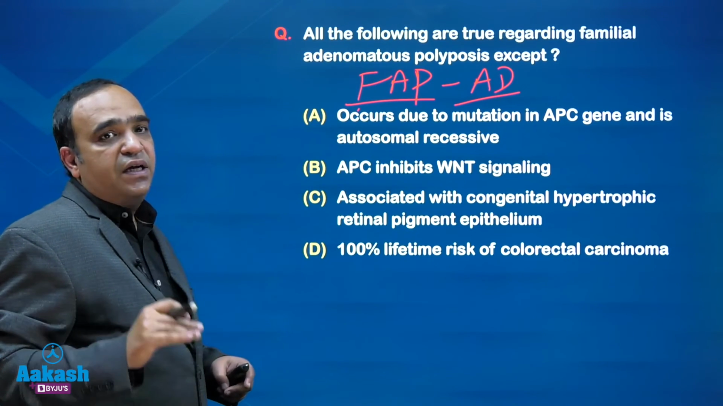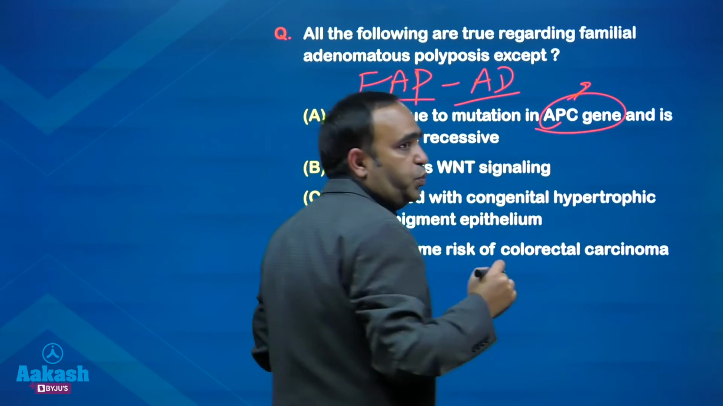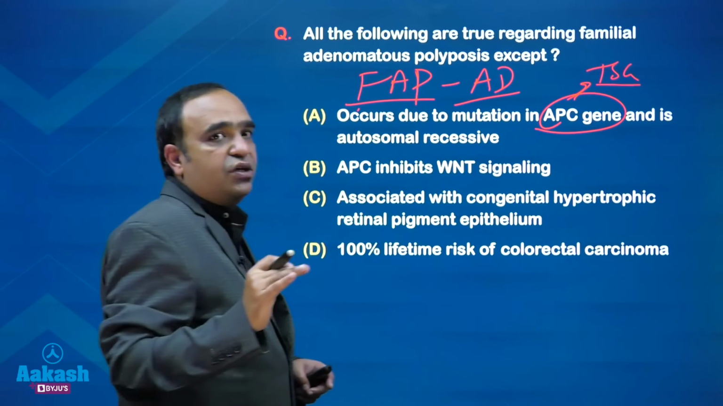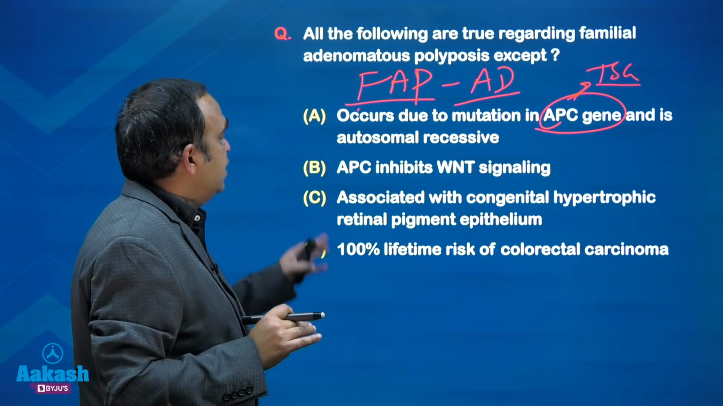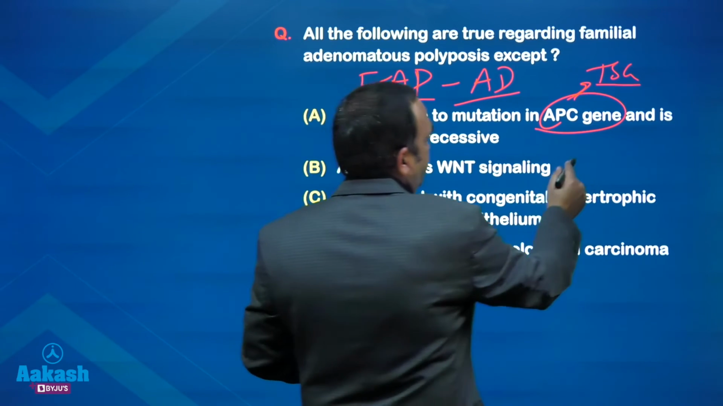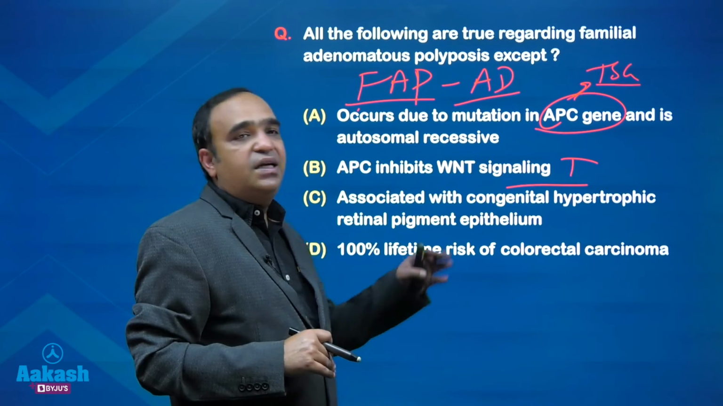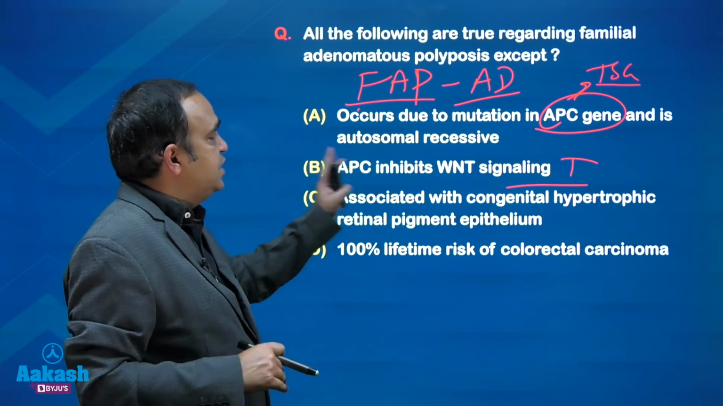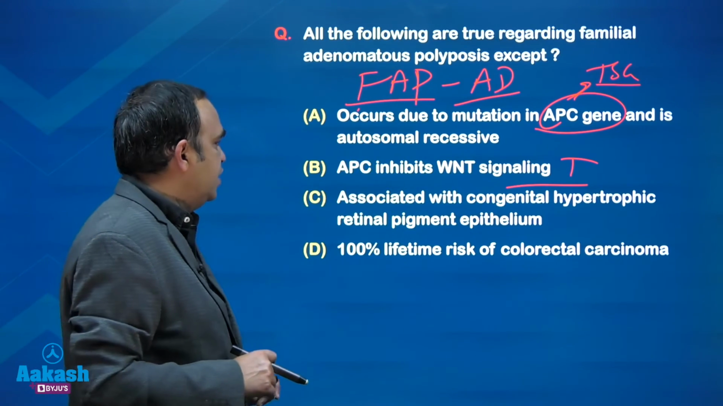FAP is caused by mutations in APC gene. APC is adenomatous polyposis coli gene, and it's a tumor suppressor gene. So deletion of tumor suppressor gene, that is APC gene, is associated with cancer. APC inhibits WNT signaling, so that is true because increased WNT pathway signals are associated with cancer, and if you delete the APC gene, that will cause enhanced WNT signaling because it inhibits, right.